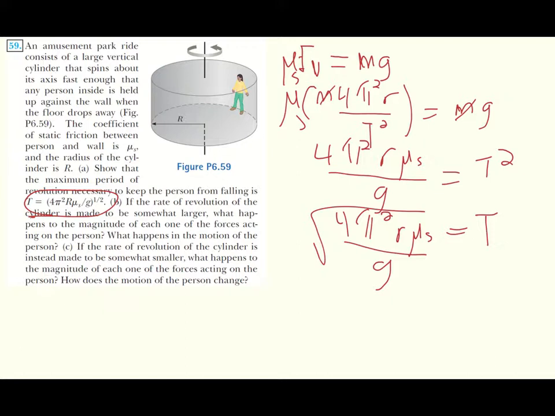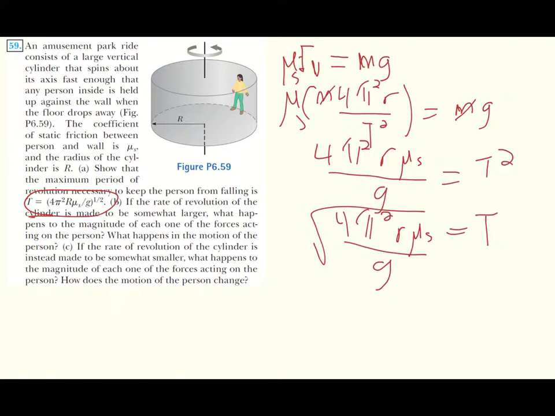You can see that the bigger the radius, the bigger the period that we're going to get, but that it's dependent on the square root of the radius. So if we want to double the period, we need 4 times the radius to go around. So that's interesting to think about.